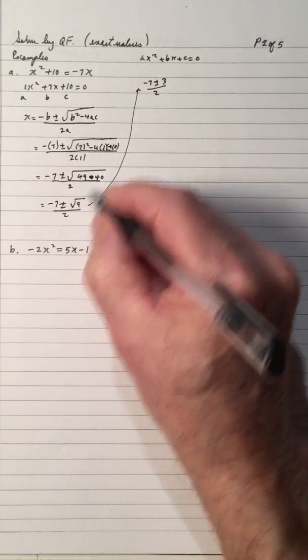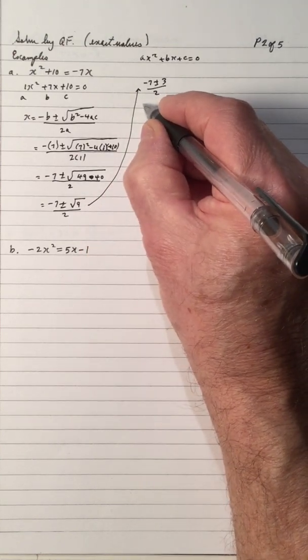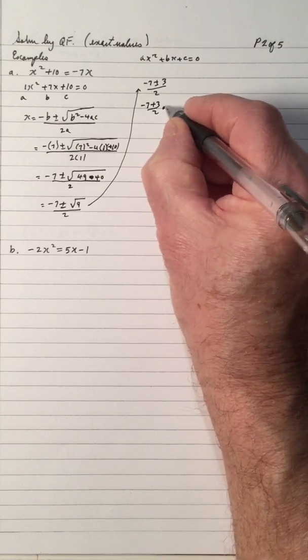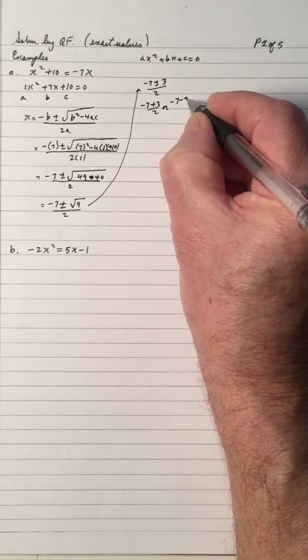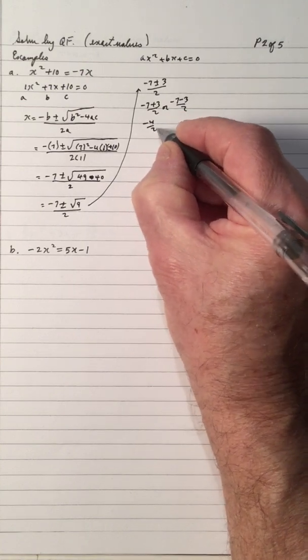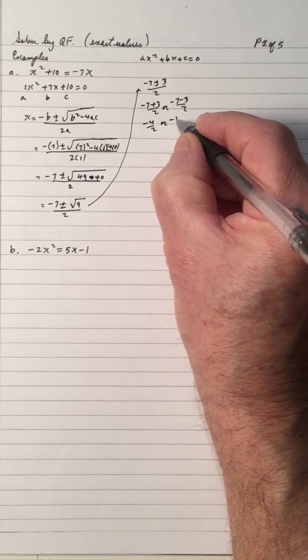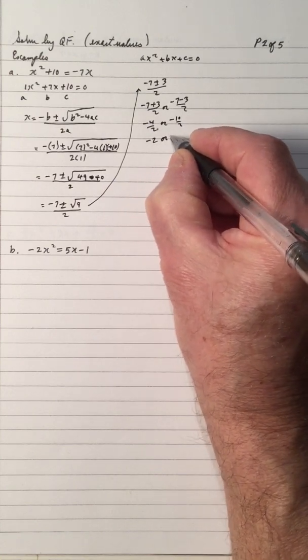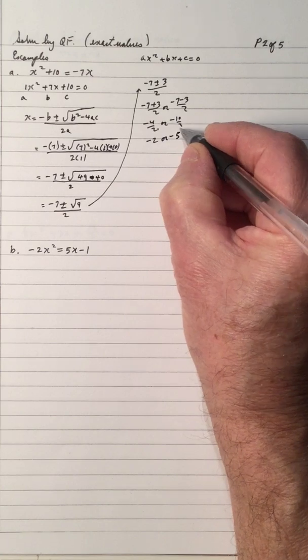So notice the square root of 9 is 3. So I can add and subtract those. So negative 7 plus 3 over 2, or negative 7 minus 3 over 2. That's negative 4 over 2, or negative 10 over 2. So the answers are negative 2 and negative 5.